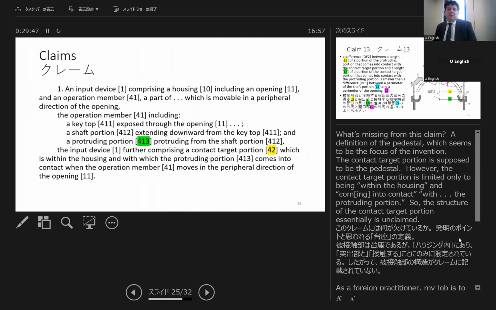So what's the proposal? Well, this is the original claim 1 again. The thing that's missing is the pedestal. This seems to be the focus of the invention. The contact target portion is supposed to be the pedestal. But if you look, the only limiting portion is being within the housing and coming into contact with the protruding portion. So basically, the structure of the contact target portion is unclaimed.